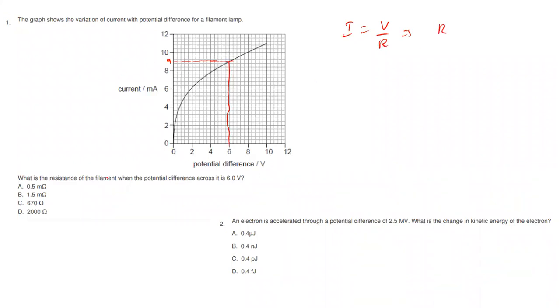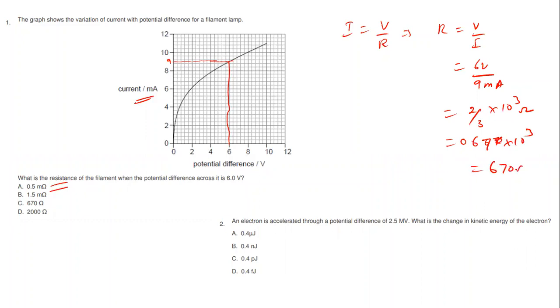What is he asking here? He's asking you to find out the resistance. So R is equal to V by I, which should be equal to 6 volt divided by 9 milliamperes, which is 2/3 into 10 cube ohms. What is 2/3? 0.67. You can try it out with your calculators. So 0.67 into 10 cube is nearly 670 ohms. So this is your right answer.